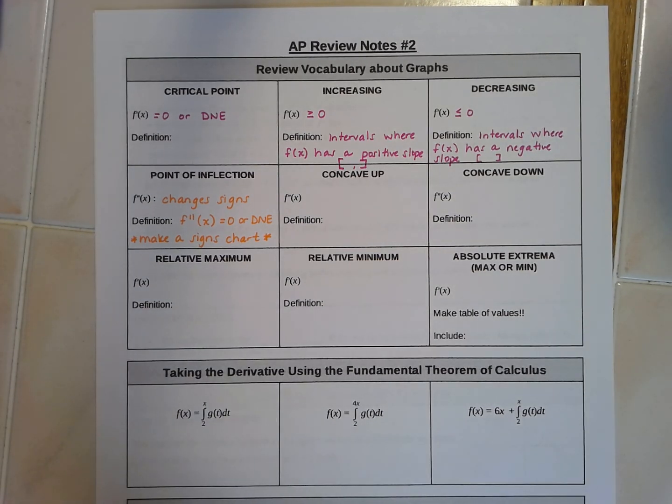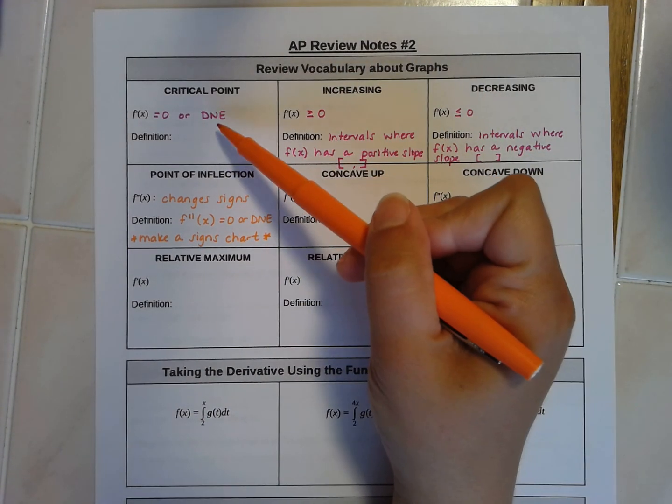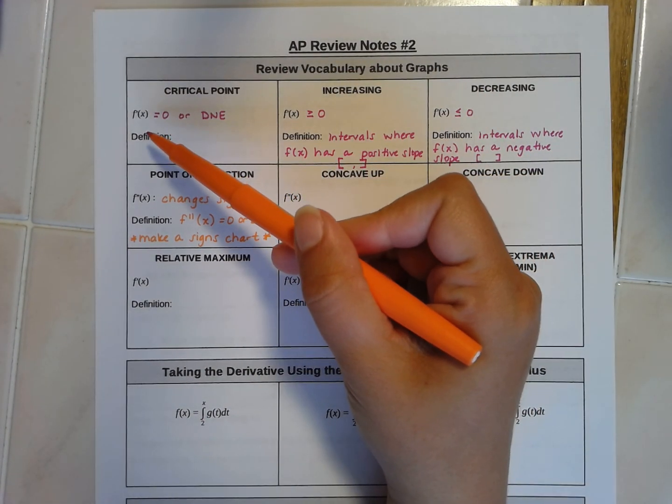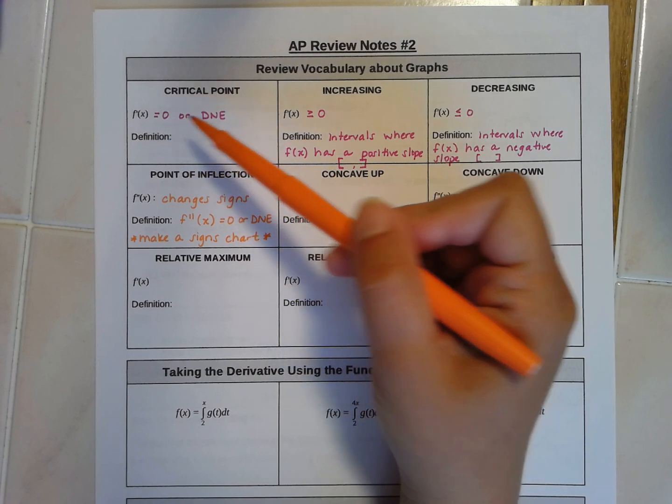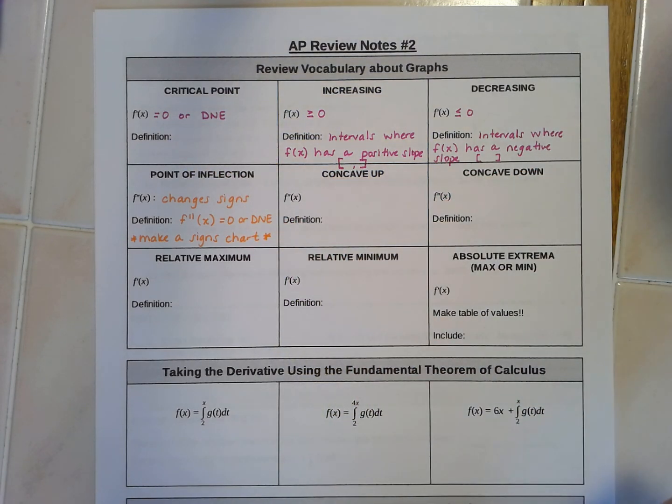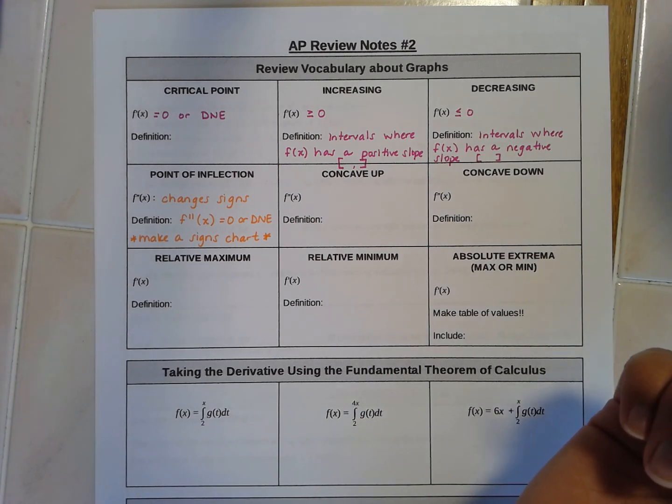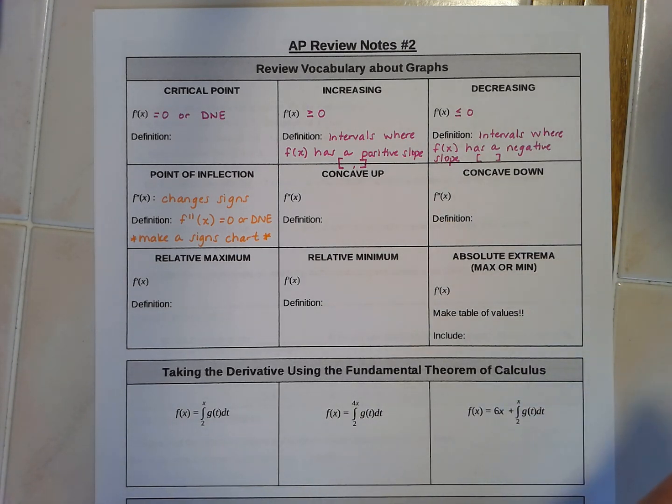So what makes a critical point and a point of inflection different is that in order to be a critical point, all you have to do is make your first derivative equal to 0 or does not exist. It doesn't matter if the first derivative actually changes signs there. However, to be a point of inflection, it does matter. In order to be a point of inflection, the second derivative has to actually change signs.